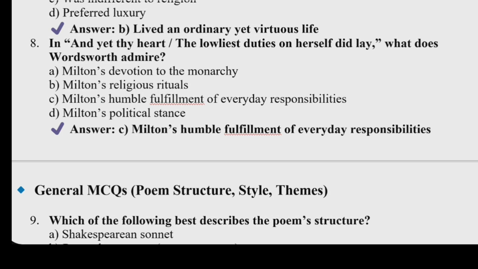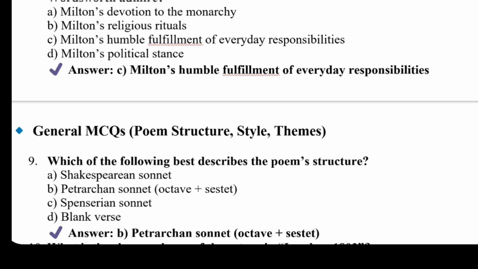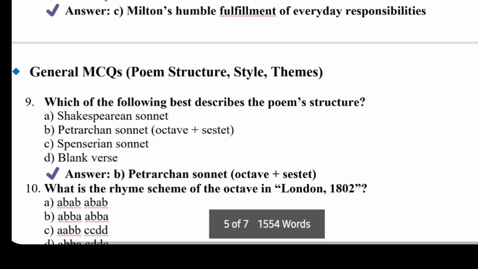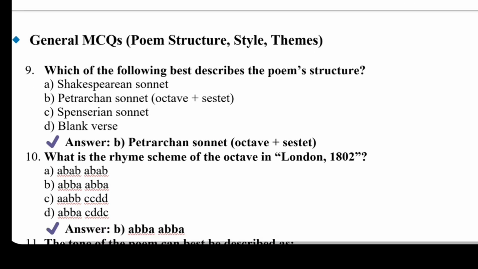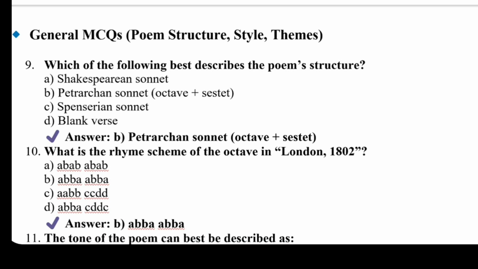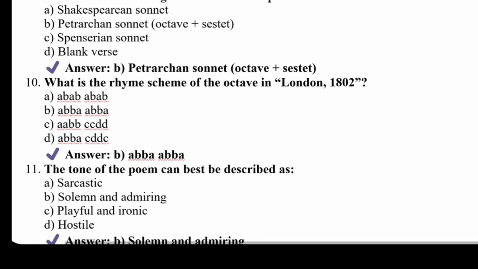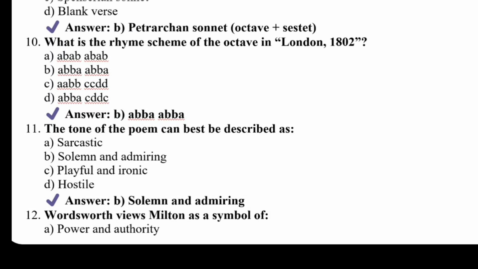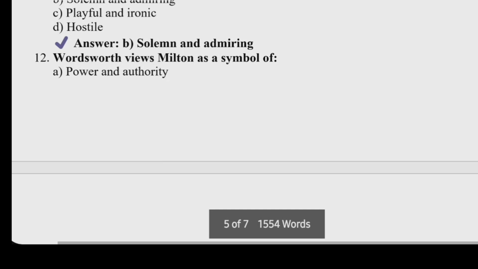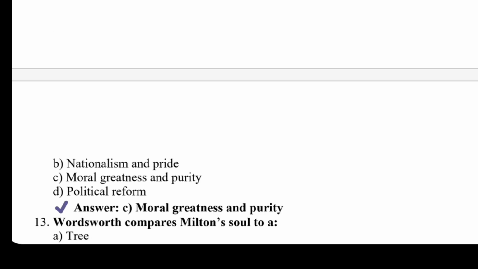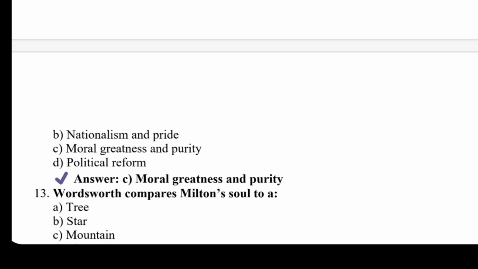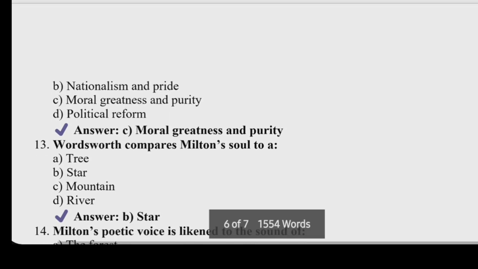Which of the following best describes the poem's structure? It is a Petrarchan sonnet, the octave and sestet that I had explained to you earlier. What is the rhyme scheme of the octave in London 1802? It is ABBA, ABBA. The tone of the poem can be best described as solemn and admiring. Wordsworth views Milton as a symbol of moral greatness and purity.